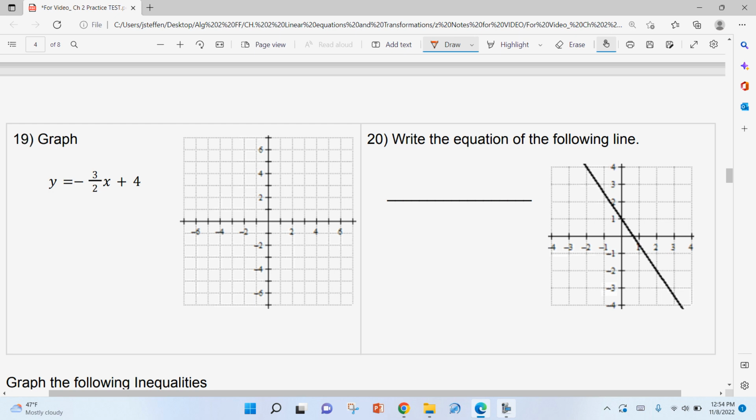Then number 19, again, these are one of those that hopefully doesn't take very long at this point. This should have been a fairly easy one in Algebra 1. My y-intercept is 4, so I put a point at 4. My slope is negative 3 over 2, so I always put it with the numerator. That means I go down 1, 2, 3, and over 1, 2 for my next point. That's all you really need.